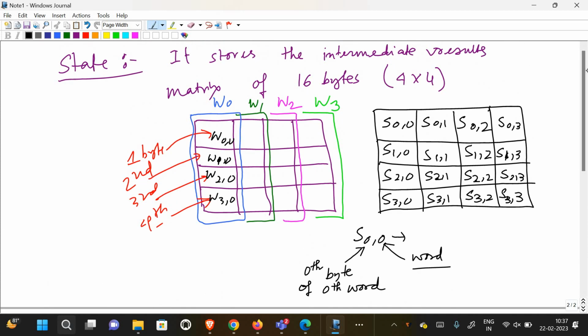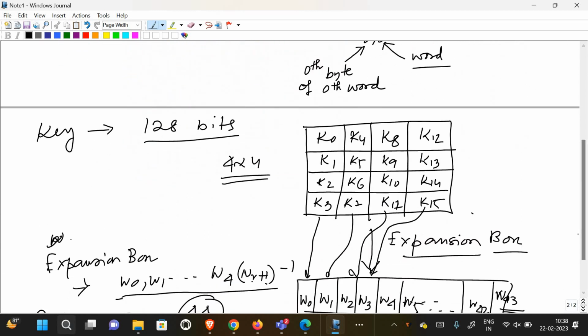And how to read the state: for each and every state, the column will be considered as one word. Now, we are doing this with respect to plain text. This diagram that you are looking at, suppose this is the plain text we are talking about. In the same manner, we can represent the key also as a state matrix. So this will be a key generation state matrix of 4 cross 4.